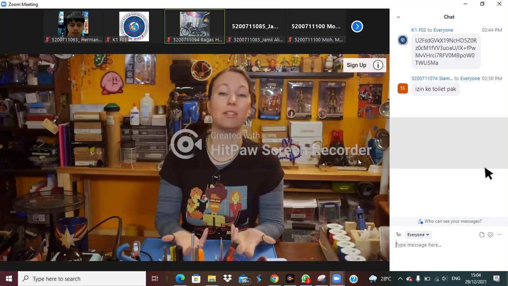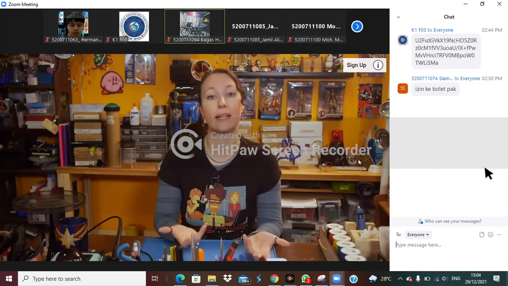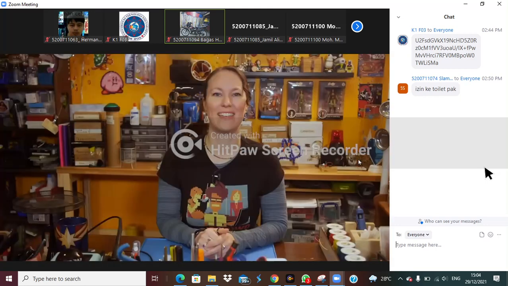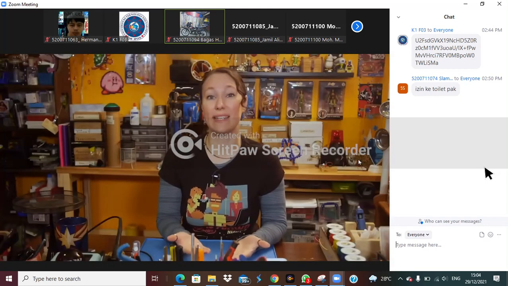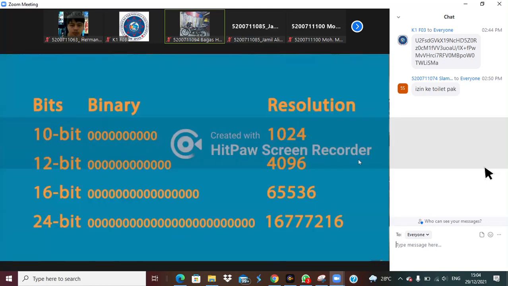How the ADC processes signals will affect its step recovery time, an important factor to consider when selecting an ADC. Step recovery is a measure of how quickly an ADC changes its output to match a large, sudden change in the analog input. When choosing an ADC, you'll also want to pay attention to resolution. I mentioned before that ADCs most commonly are 10, 12, 16, or 24-bit. Note here the resolution differences between those chips. The more bits, the higher the resolution, the more accurate the signal conversion.